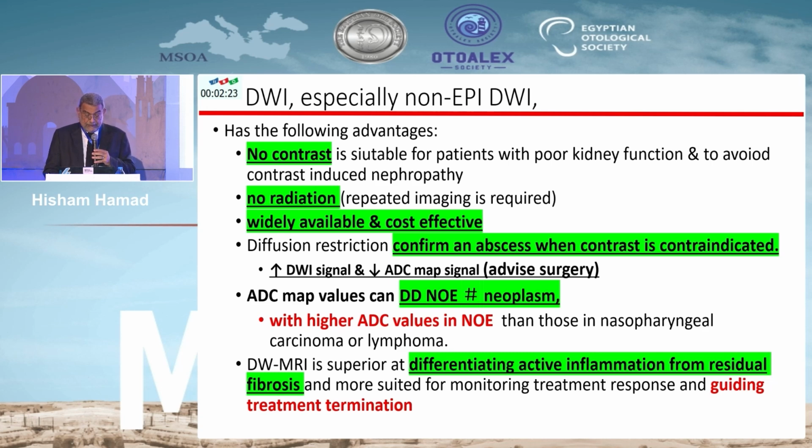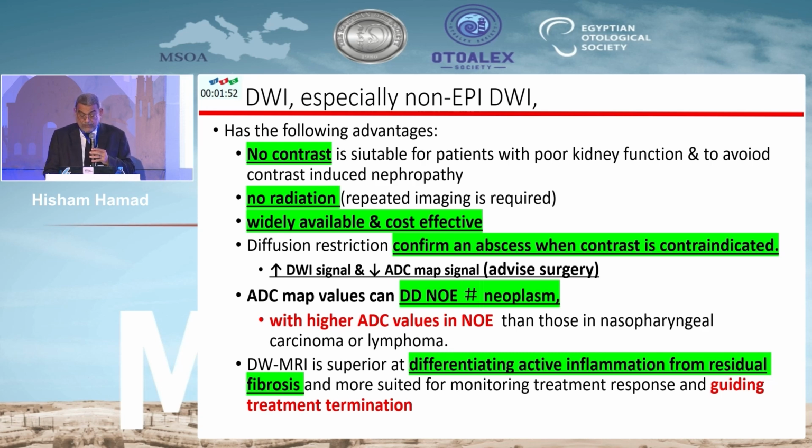Diffusion-weighted imaging has the following advantages. No contrast is needed, so it is suitable for patients with poor kidney function. Also, patients with necrotizing otitis externa are very fragile and very susceptible to contrast-induced nephropathy, which we can avoid. There is no radiation, bearing in mind that in this disease repeated imaging is required. It is widely available and cost-effective.